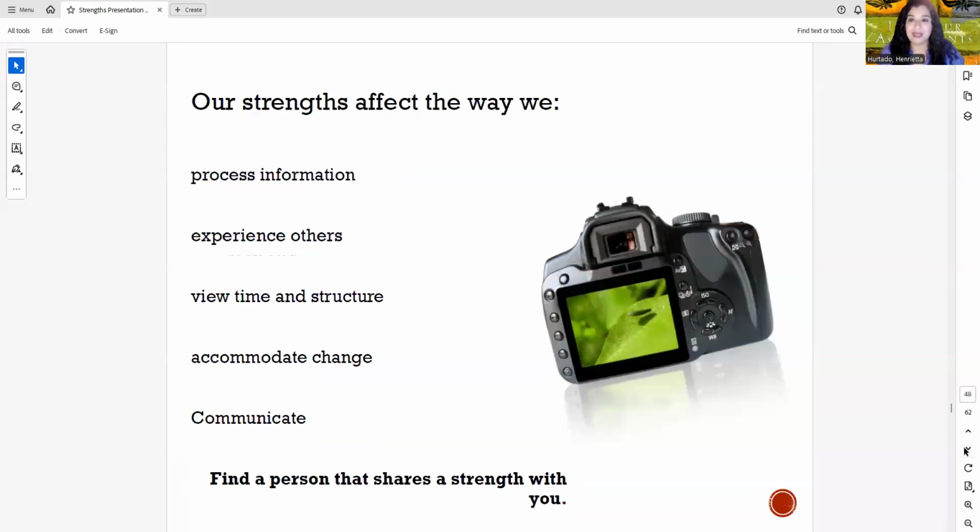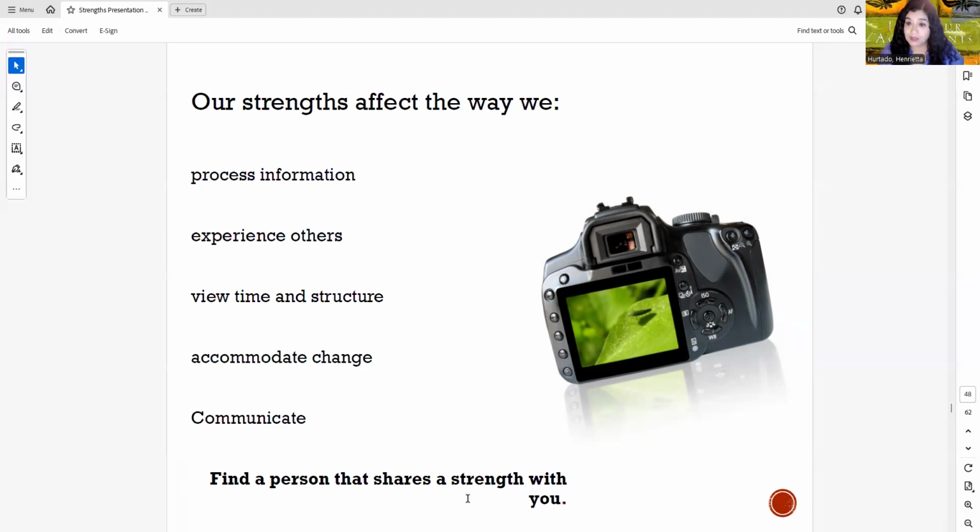So our strengths affect the way we process information, experience others, view time and structure, accommodate change, communicate. They tell a story. So, what I need you to do now is to find a person that shares strengths with you.